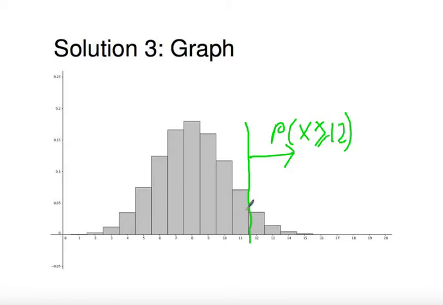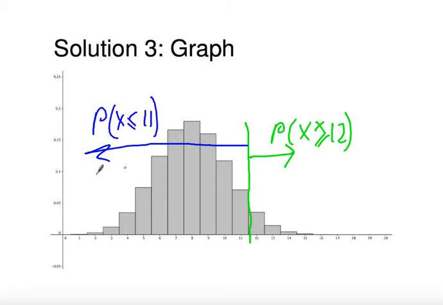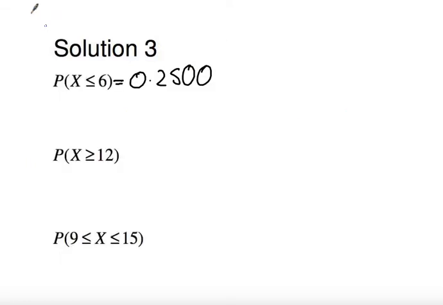Now, actually, my tables can only calculate the probability of less than or equal to. So what I can do instead is find the probability from this direction, which is probability x is less than or equal to 11. And to find this probability left over here, I can do 1 minus that probability. So this is equal to 1 minus probability x is less than or equal to 11.